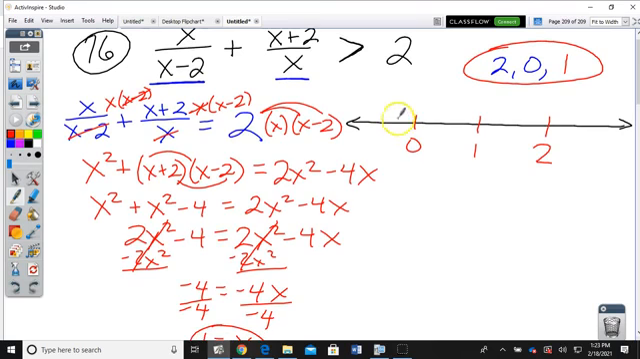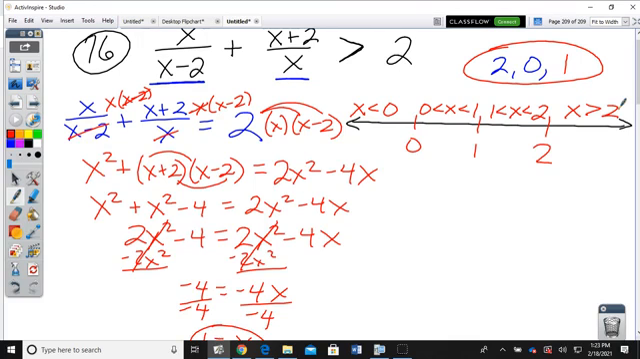So I need to check something that's less than 0, something in between 0 and 1, something in between 1 and 2, and something greater than 2. And these are the 4 options for my answers. Of those 4, some of these are going to work and some of them are not. So let's plug in and see which one works and which one does not.